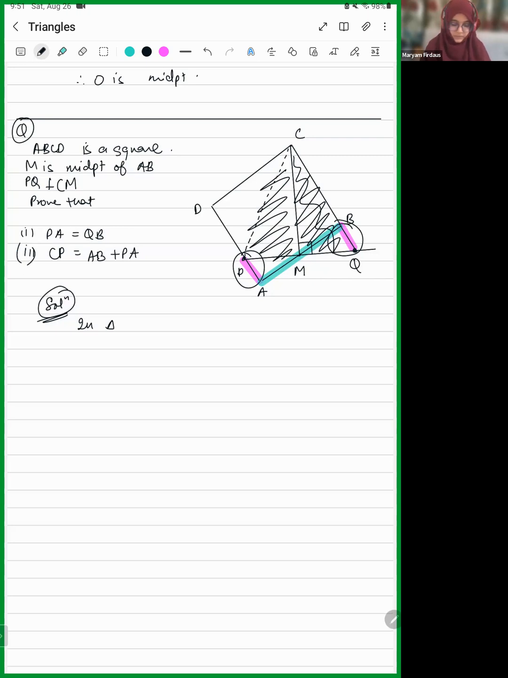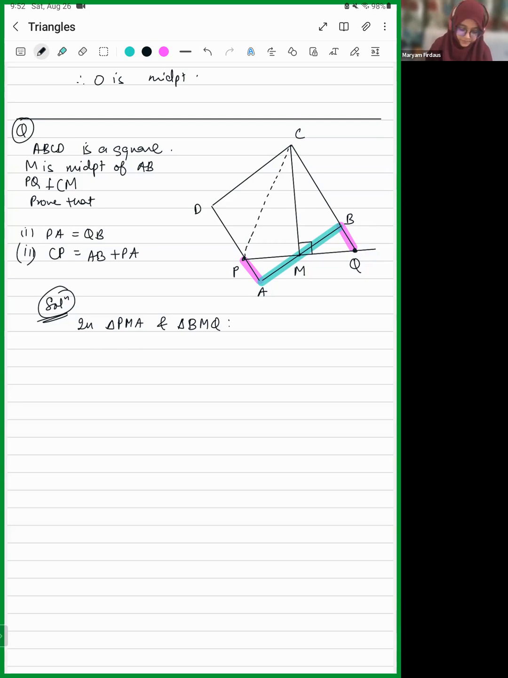Ma'am, in triangle PMA and triangle BMQ. Okay. Now what all do we have in these two triangles? Angle A equals angle B. Why? Alternate interior angles.